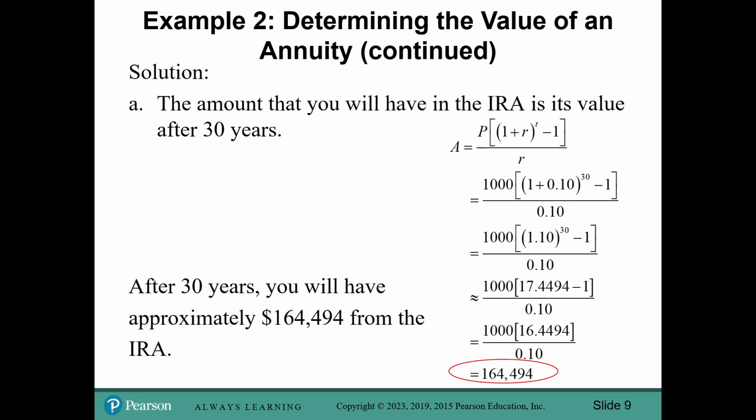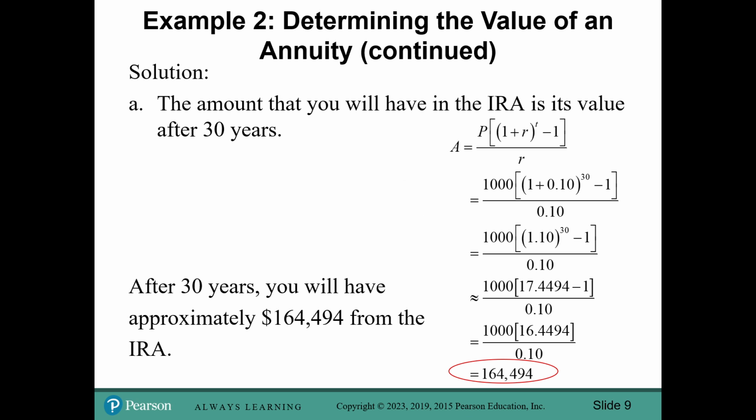So let's start with this formula that we have. If you need to write down the formula to help you remember it, that's fine, so you can refer back to it later. That'd be a good idea. But here it is. A equals P times (1 plus R) raised to the T, minus 1, over R. Now, let's break down our problem.